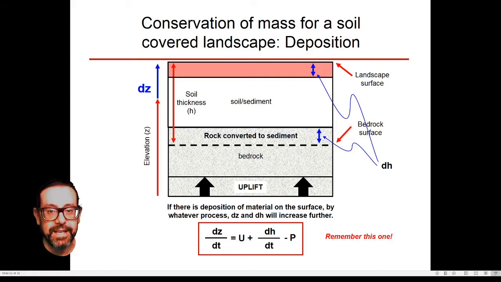Well, that's not the case anymore here, because now we have two processes that are contributing to thickening of the soil layer. One is the conversion of rock to soil or sediment. That is the soil production that's happening. But then we also have deposition of material on the surface of the landscape. And both of those things are contributing to the thickening of the soil with respect to time.